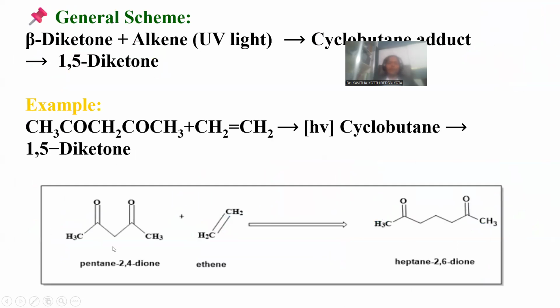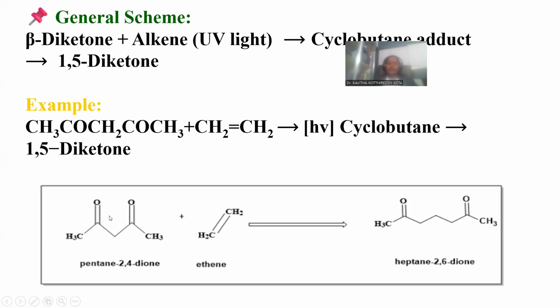General scheme is provided. I'm taking a better example for this one. Here is the compound with 1, 2, 3, 4, 5 carbons in the skeleton, and here the second and fourth positions are accompanied by ketonic functionalities. Pentane-2,3-dione is taken as the name for the compound, and it could be treated with ethene.